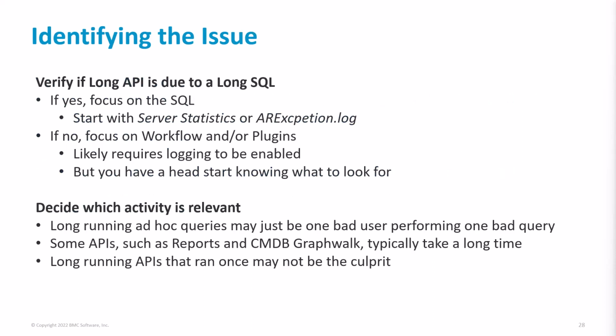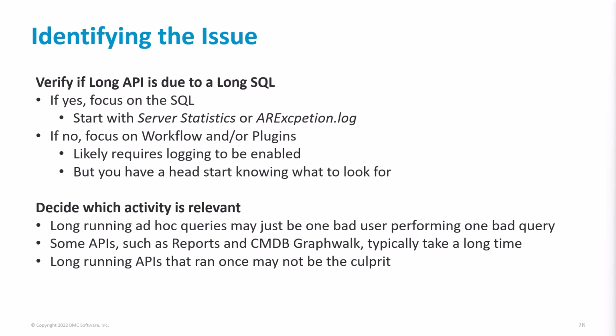Now with these tools, you'll be able to identify long APIs and SQLs. When you identify a long API, it's a good practice to see if the API is running long because of a specific long-running SQL statement. You can usually identify the long SQL related to a long-running API in the server statistics forms, or even the ARException log. If you don't see a long-running SQL related to the long-running API, then you probably need to focus on workflow. At this point, you're going to need to enable logging.